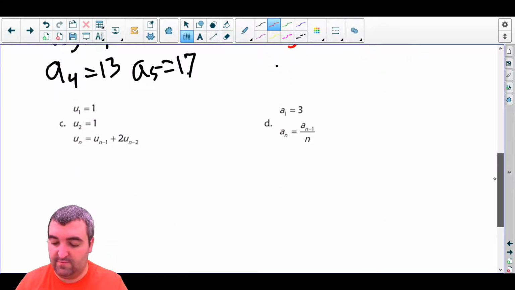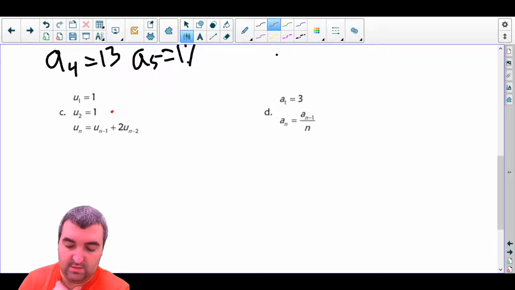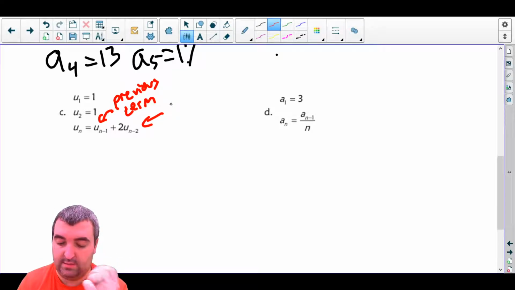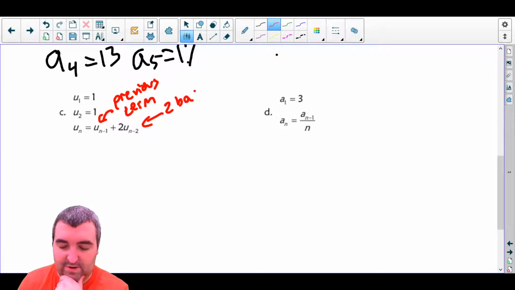Sometimes these recursive rules require you to know the 2 previous terms. So you can see here, they tell us the first term is 1, second term is 2, and then in the rule, this one would be the most previous term, and this would be the second to last term, like the previous term of the previous term, if you will. So 2 back, we'll kind of write that. Okay, so this would be 1 term back, 2 terms back.